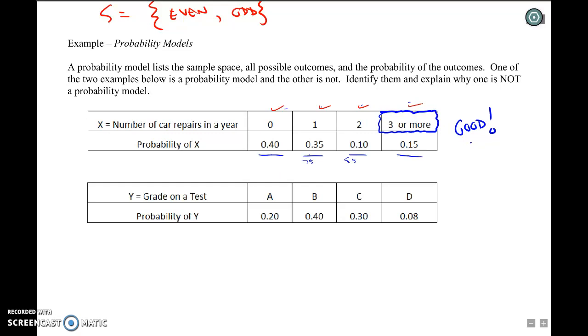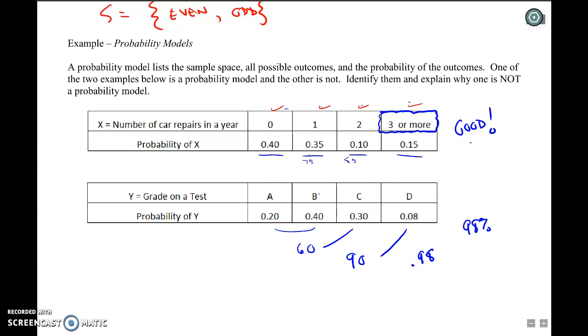The probabilities are 20, 40, 30, and 8. So this adds up to 60. This adds up to 90. This adds up to 98%. So when I look at these, this may be the sample space. I don't know. However, whenever I add up the probabilities, I'm only accounting for 98%. So that means 2% is left over.